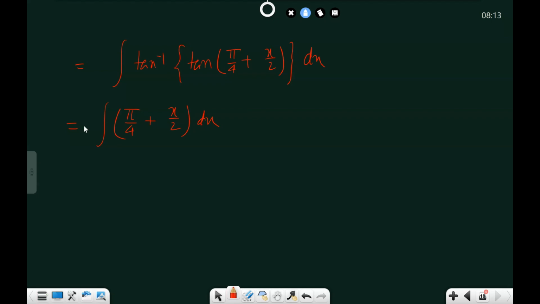Now you can obviously integrate. So this is equal to pi by 4, a constant term, remaining outside of the integral, dx, plus x by 2. So the half will be outside of the integral. It is x dx now. And finally the integral is equal to the integration of dx, which is x. So your term is pi x by 4 and plus this will be x square by 2. So finally it will be x square by 4 and plus the constant of integration c. And that is your solution for the problem.